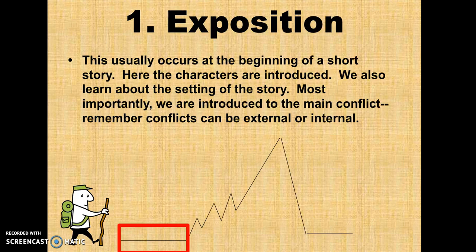The first element is exposition. This usually occurs at the beginning of a short story. This is where the characters are introduced. We learn a little bit about the setting of the story, but most importantly, we're introduced to the main conflict. And remember, conflicts can be external or internal. More about that later.